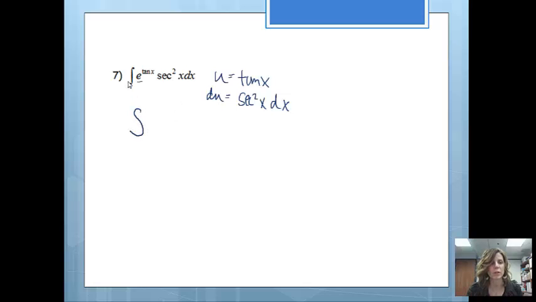If we go to rewrite this, I have done absolutely nothing with the e, so we bring it down. The tangent x we called u, and secant squared x dx became du. Now we know that the integral of e to the u is just e to the u, and we can sub our u back in, and once again we are done with that problem.